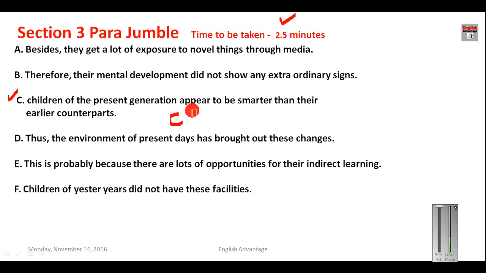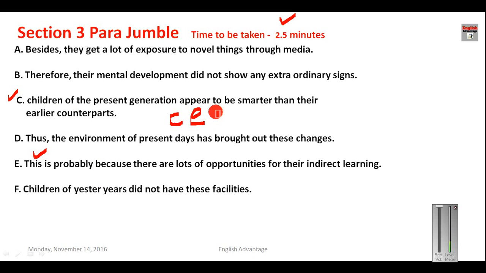Children of the present generation appear to be smarter than their earlier counterpart. Okay, now after this you can say since there is only one sentence or one statement, this sentence can follow the C. So C can be followed by E, because here you can see the word "this". This means a singular sentence, a simple sentence, a one sentence. So that is why after this C, E will come.